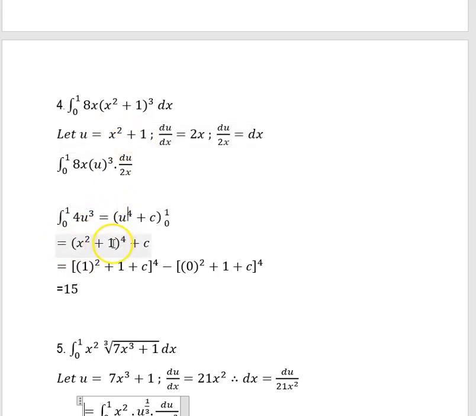And then I will substitute my x values, 1 first, and then you put 0 there, and you subtract. If you do that with your calculator, you should have this, because this is going to give you 1 plus 1, that gives you 2, 2 to the power of 4 is 16, minus 1, which gives you 15.